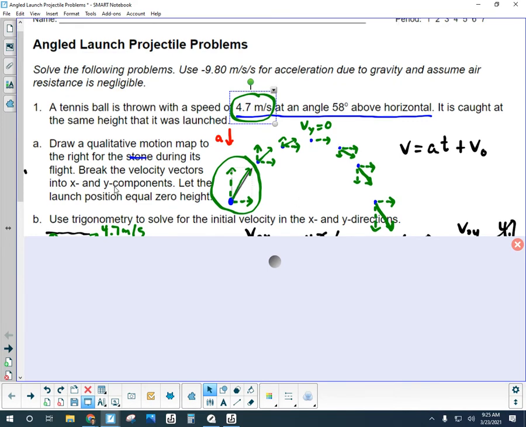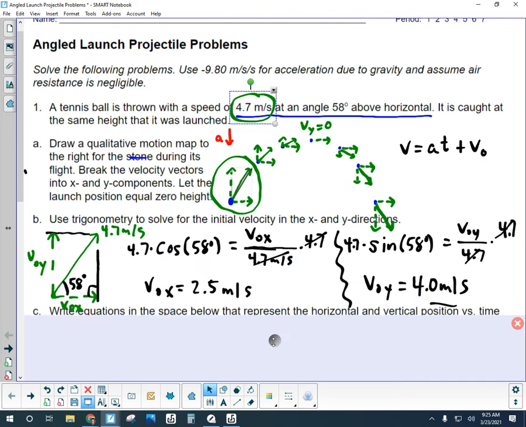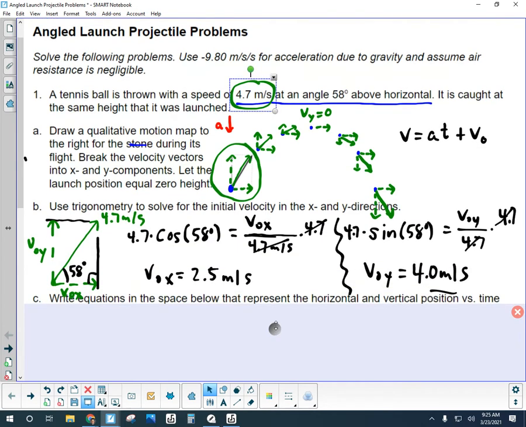Right? So usually the next step is to do some trigonometry and figure out if this is my launch speed and this is my launch angle, how much of that is in the x direction and how much is in the y direction? So I used cosine of 58 to solve for the x component, the starting x component of the velocity. And it comes out to be 2.5 meters per second. So that was just the full 4.7 meters per second times cosine of 58.